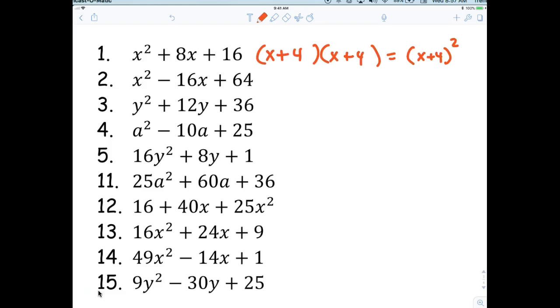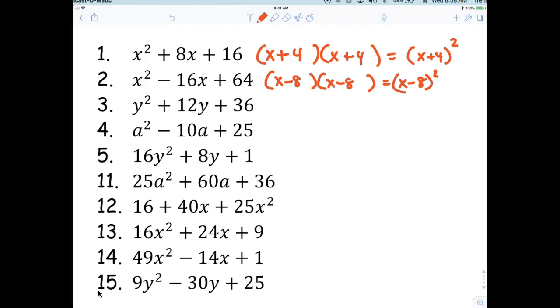Number 2, factoring that. x minus 8 times x minus 8 equals x minus 8 squared. Are you with me on this? Still telling me things are easy? Where are you at?